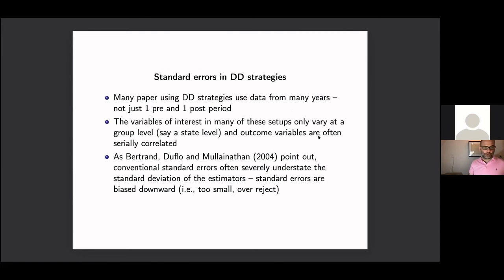Now, many papers will use difference-in-differences strategies using data from many years, not just one pre and post period. They'll do many different periods. And when they're using many different periods in an OLS regression, and they have aggregate data, the outcome variables are often serially correlated. So one of the main, okay, I got a question.